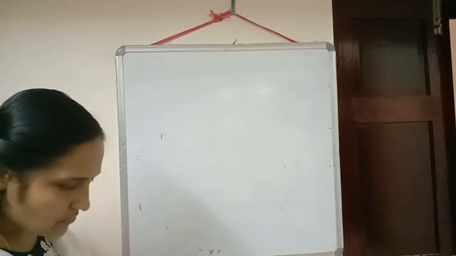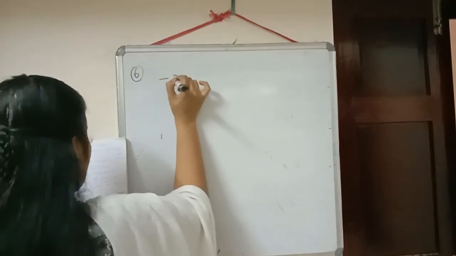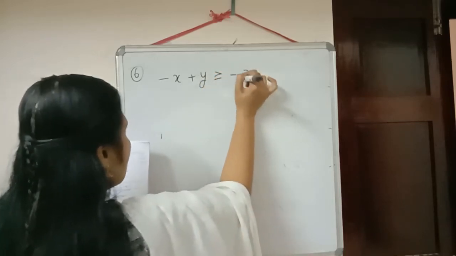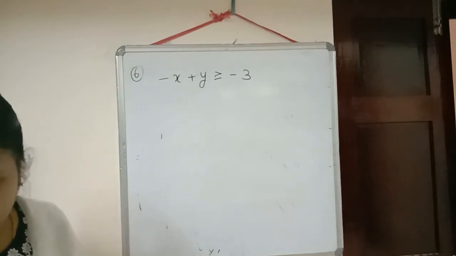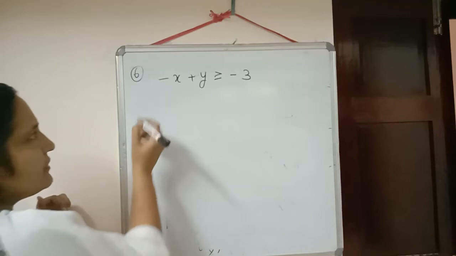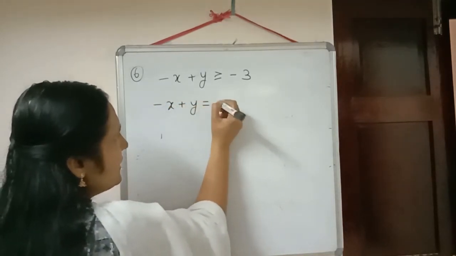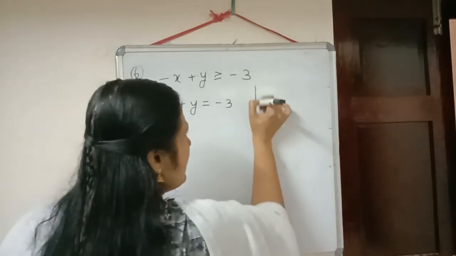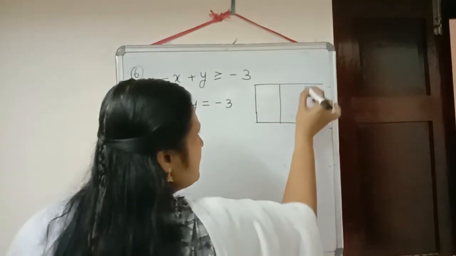Write down the sixth one. Question number 6 is minus x plus y greater than or equal to minus 3. So again first we convert into equality: minus x plus y equal to minus 3. Don't change anything there. Don't multiply it by a negative number there because we just need two coordinates.